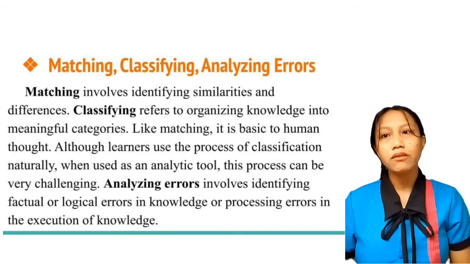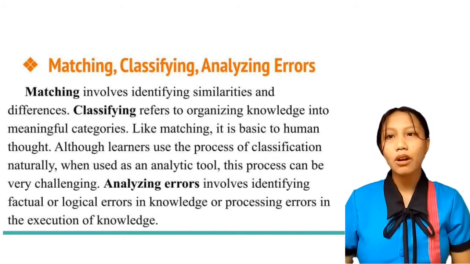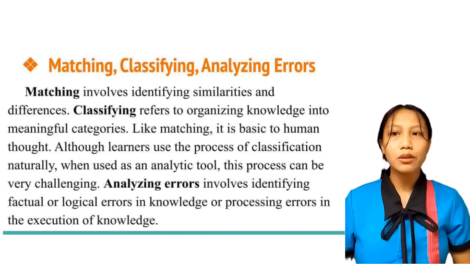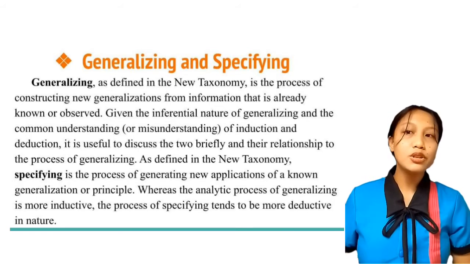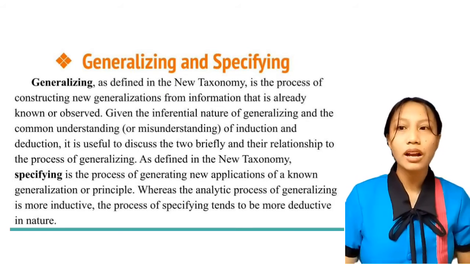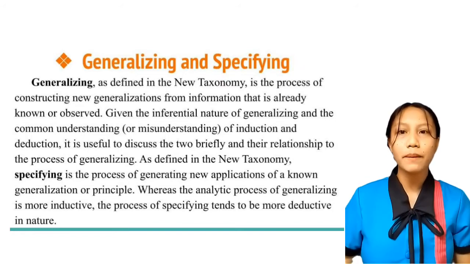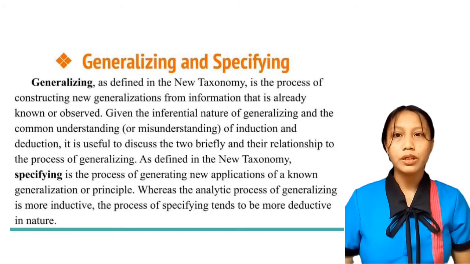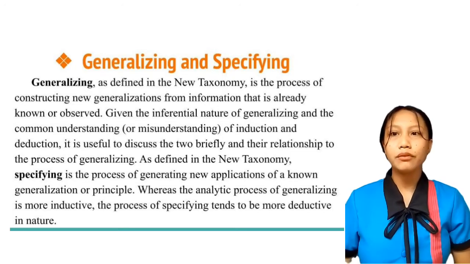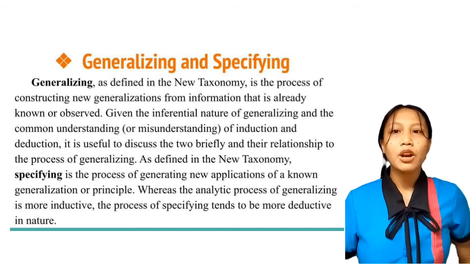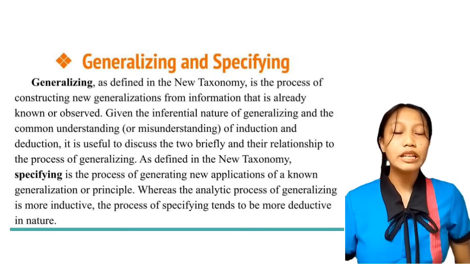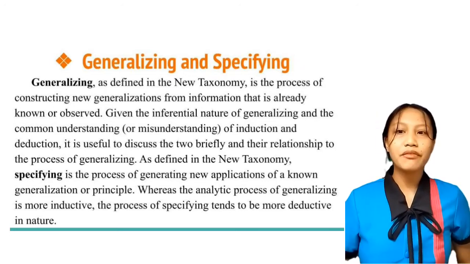Analyzing errors involves identifying factual or logical errors in knowledge, or processing errors in the execution of knowledge. Generalizing, as defined in the new taxonomy, is the process of constructing new generalizations from information that is already known or observed. Specifying is the process of generating new applications of a known generalization or principle, whereas the analytic process of generalizing is more inductive. The process of specifying tends to be more deductive in nature.